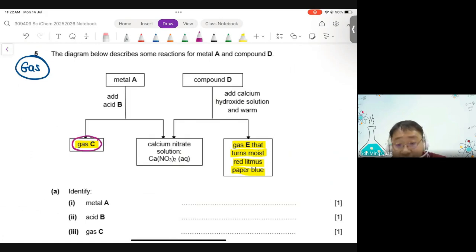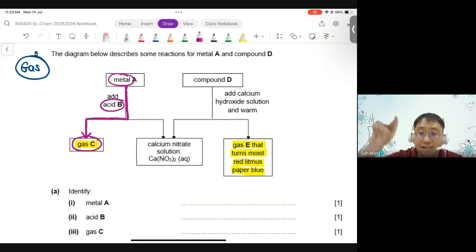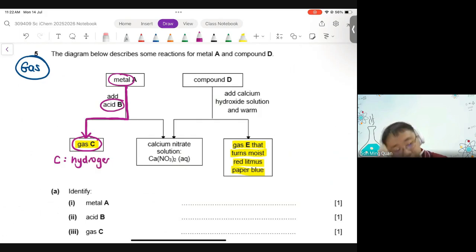Now you are told gas C came from, trace backwards. So, it came from the acid with a metal. Acid plus metal forms the gas hydrogen. So gas C is just hydrogen gas. Now, besides hydrogen gas, what else did metal A and acid B form? So again, you notice it formed calcium nitrate. Trace back, it came from acid plus metal. So calcium nitrate is formed from metal A and acid B.